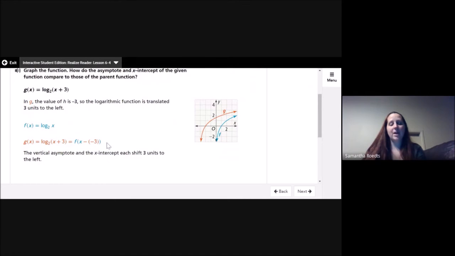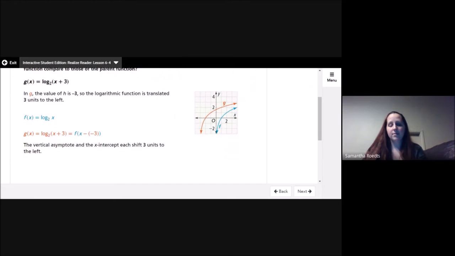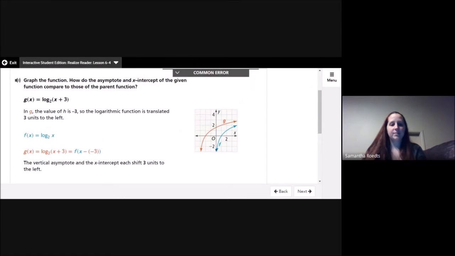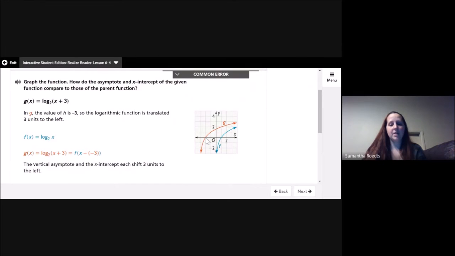So the vertical asymptote and the x-intercept each shift 3 units to the left. So the asymptote, instead of being at the y-axis, is now at negative 3. And the intercept at negative 2.